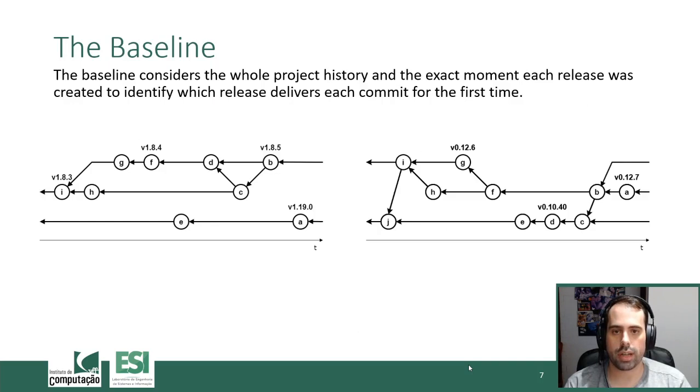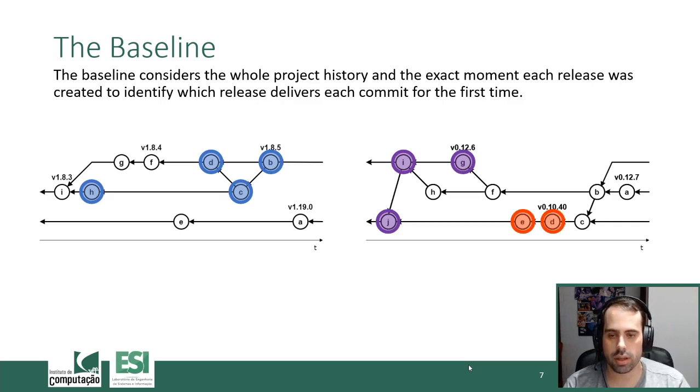The baseline algorithm gets the releases and sorts them by the time they were released. Then, it gets the first release and assigns all reachable commits. Next, it gets the second release and assigns all the reachable commits that were not previously assigned to other releases. It repeats the algorithm until we arrive at the target release. Let's do it again. Select the first release commits, then select the second release commits, and finally, select the target release commits. The baseline considers the whole project history and identifies the release that delivered the commit for the first time.